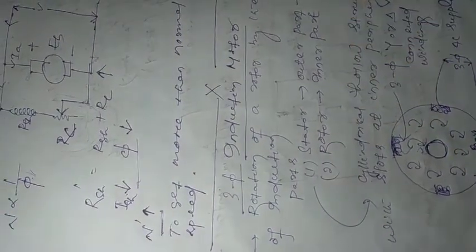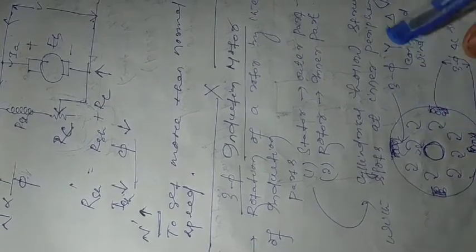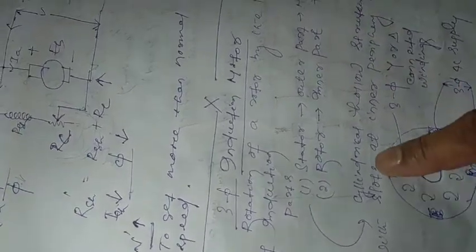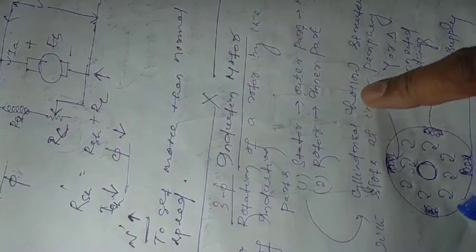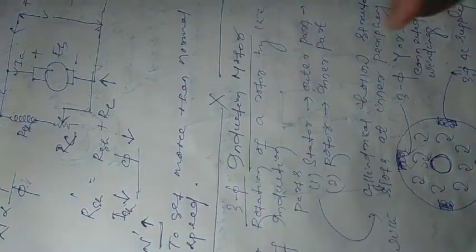Generally the outer part is known as the stator and the inner part is known as the rotor. So how will the structure be? The structure of the stator will be a cylindrical hollow kind of structure, okay, and slots at the inner periphery.